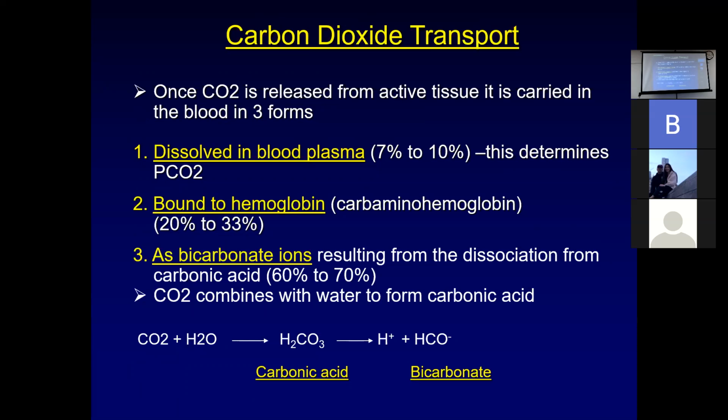And so it's called carbaminohemoglobin, and that may be somewhere between 20 and 30% or thereabouts. And then the rest is going to circulate in your blood or in the plasma as something called bicarbonate. Right? When you mix CO2 with water, lots of water in your blood, CO2 gets in the water, it makes something called carbonic acid, right? Which is H2CO3.